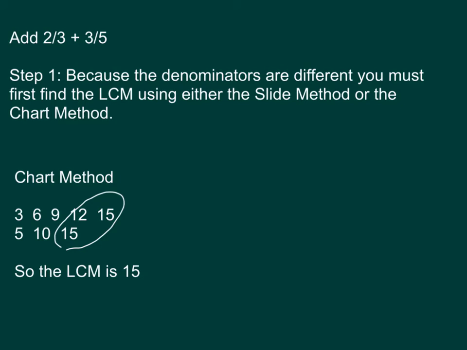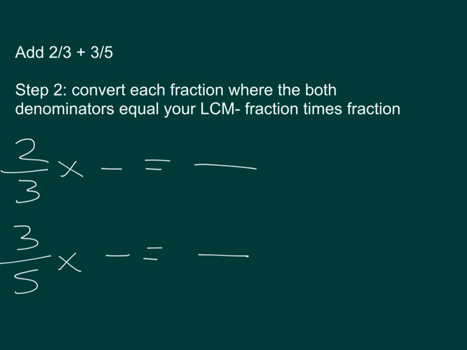In this case, I decided to use the chart method, and I did all of the multiples of 3: 6, 9, 12, 15, and then all the multiples of 5: 10, 15, until we find one that's in common, and that turns out to be 15. So our first step is finding the LCM, and that is 15. We've done our first step. We found the LCM is 15.